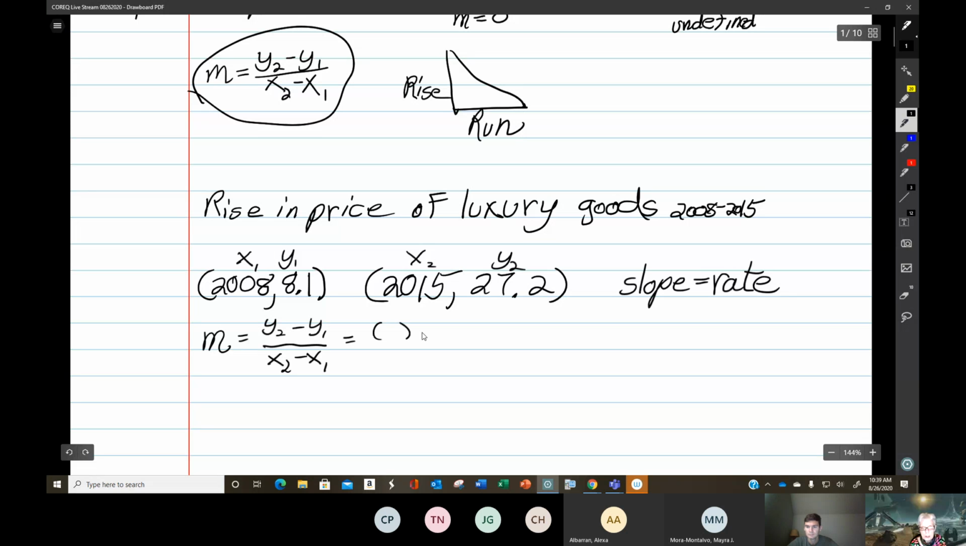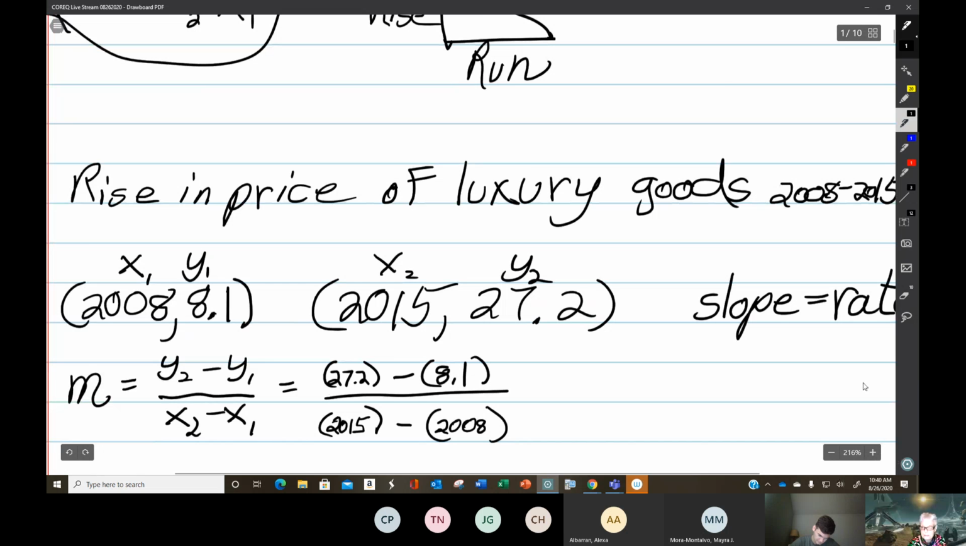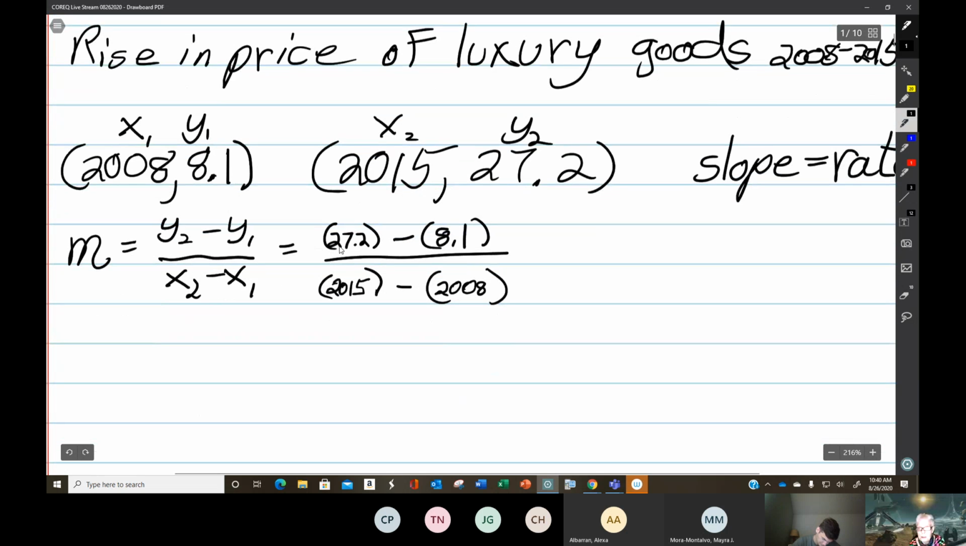So we're going to have y2 minus y1 over x2 minus x1. So here we go. 27.2 minus 8.1 over 2015 minus 2008. And let me make that a little bit bigger because I wrote too small. So now what I'm going to do is say 27.2 minus 8.1 over 2015 minus 2008. And I know that 2015 minus 2008 is 7.